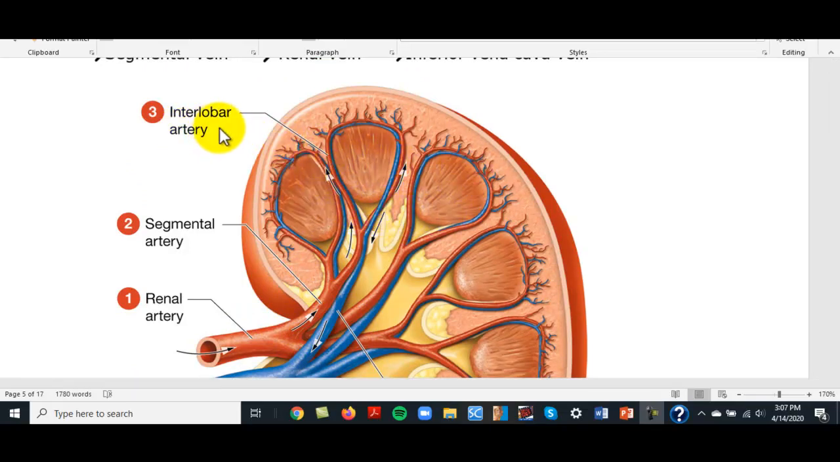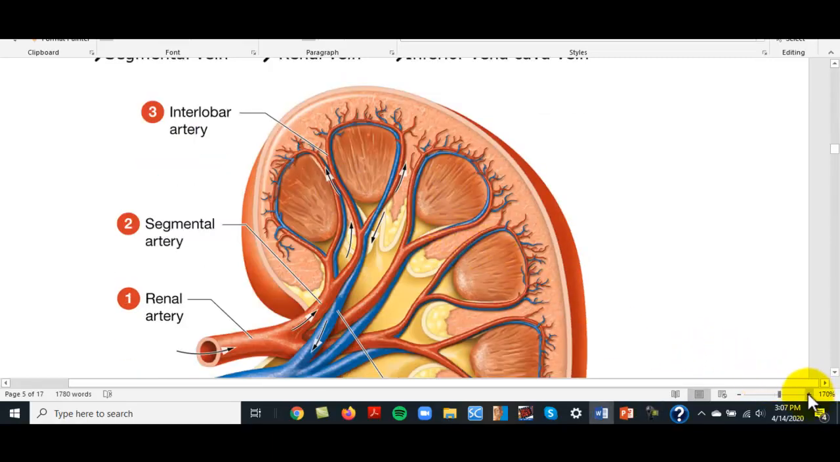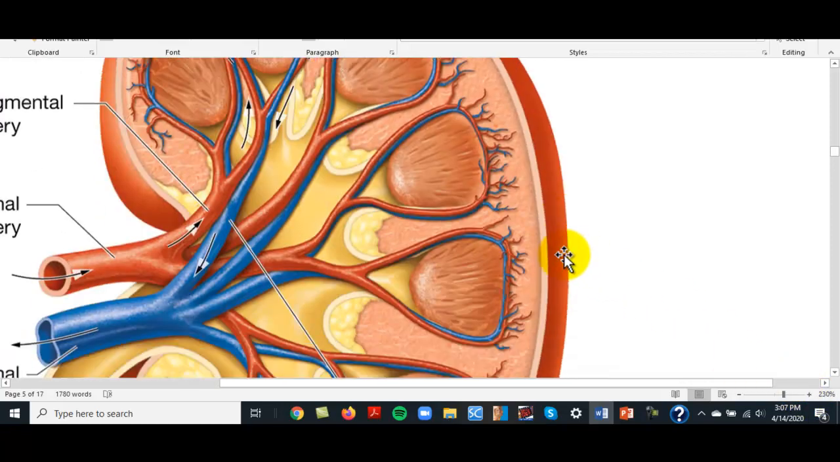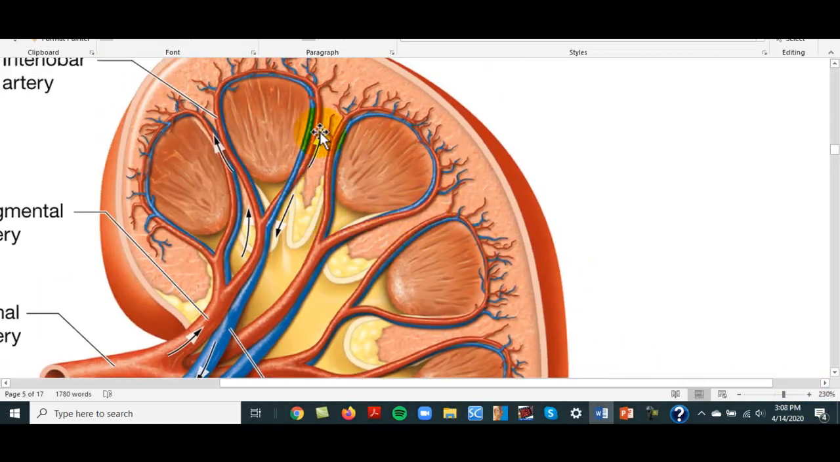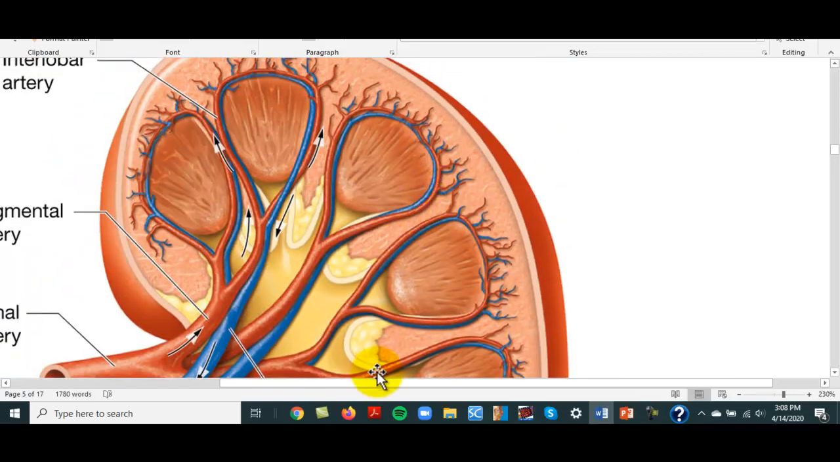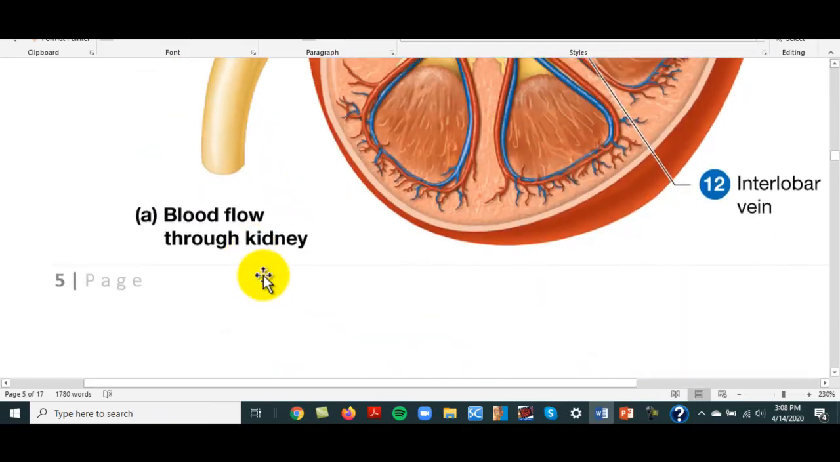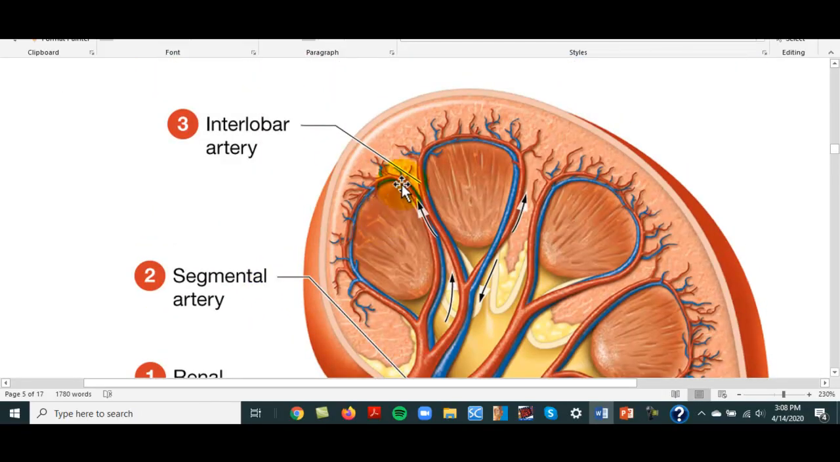Up between here are the pyramids. These are called the interlobar arteries and veins. Let me get this a little closer, you can see it right there. And then as they come up and start flattening out on the top, these are called the arcuate arteries and veins. Let me see on our diagram. I see interlobar, that's okay. The other diagram has those, but at the top, here's the artery, here's the vein. And see the smaller branches? Those are called the interlobular arteries and veins.